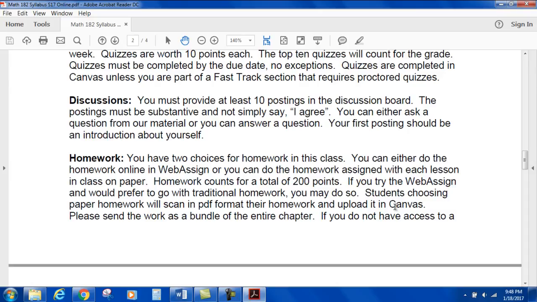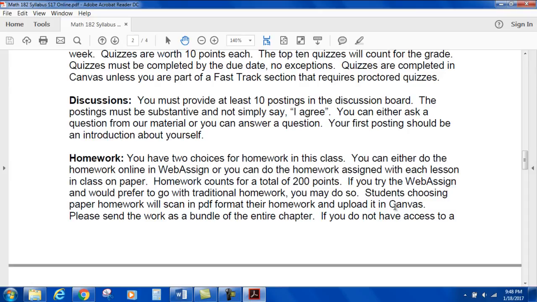Homework. You have two choices for homework in this class. You can either do the homework online in WebAssign or you can do the homework assigned with each lesson in class on paper. And so there's an assignment list there for that. Homework counts for a total of 200 points. If you try the WebAssign and would prefer to do the traditional homework, you may do so.